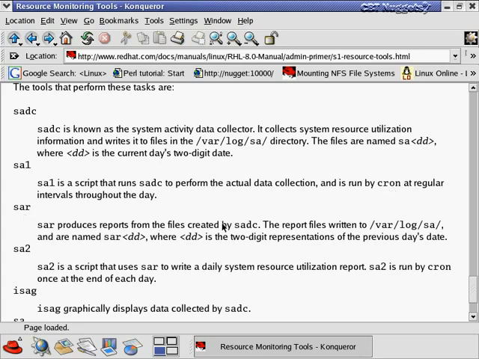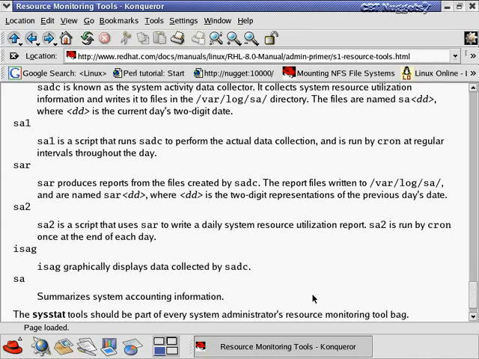SAR produces reports on those files created by SADC, and those reports are written to /var/log/sa named sarDD instead of saDD. Again, DD is the current day of the month. Okay, SA2 is a script that uses SAR to write a daily system resource utilization report. ISAG allows you to graphically display the information collected by SADC. And finally here, SA summarizes system accounting information.